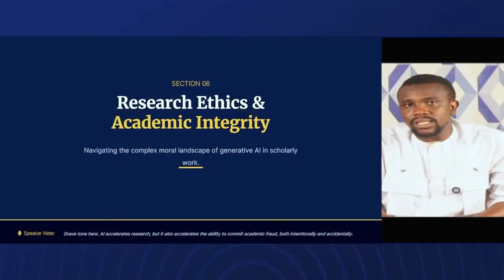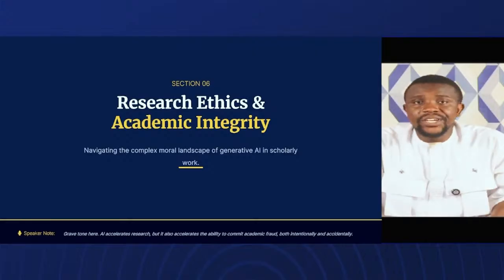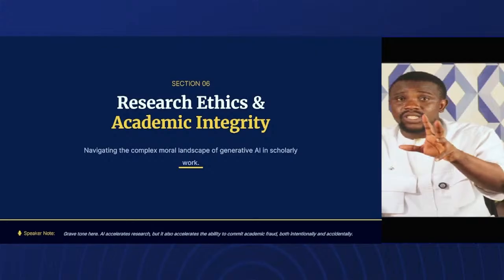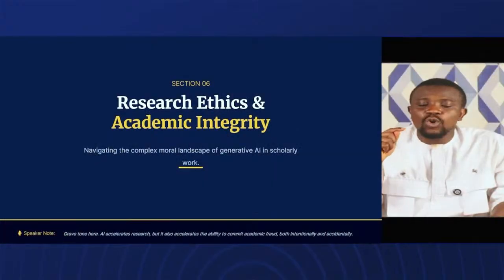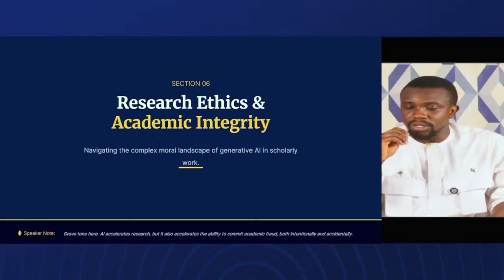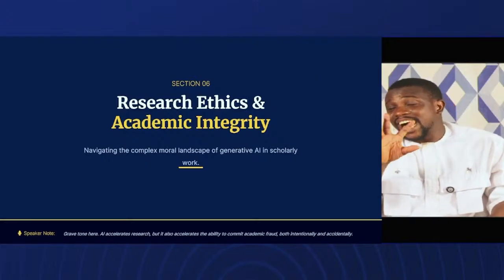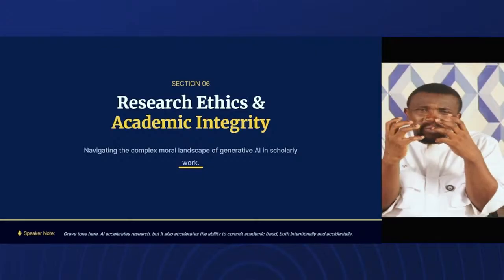So guys, we are in section number 6. And under section number 6, we are going to be talking about research ethics and academic integrity. Please note, as more and more we use AI, the purpose of the iResearch Fellowship Program actually is to teach people the ethical means of using AI. And this is what you are going to experience under this iResearch Corporate Social Responsibility Program. Let's talk about research ethics and academic integrity. Please understand that AI accelerates research, but AI also accelerates the ability to commit academic fraud, both intentionally and accidentally. And guys, I'm going to be showing you some frameworks that are going to help you use AI to supercharge your research, and at the same time stick with research ethics. Let's go.